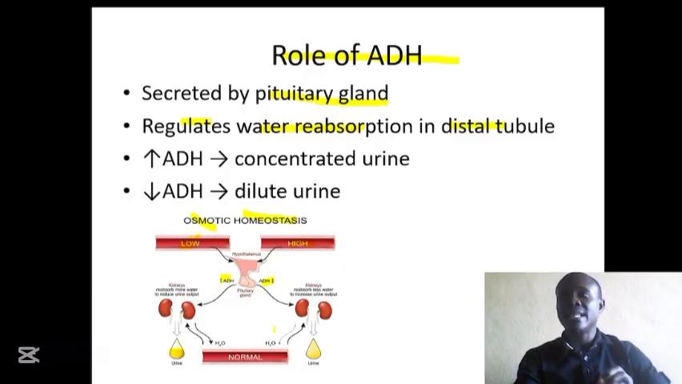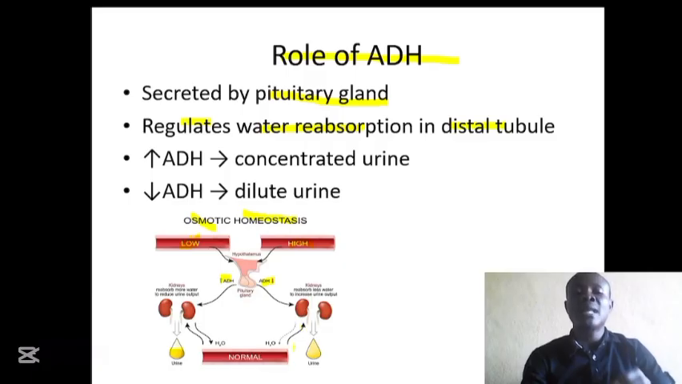So in that case, the urine that has to be released will be in high volume and it will be diluted. Diluted because we will have more water in the urine and less solute. And the blood water level will become normal again. So that is how the kidney helps to regulate the blood water level.